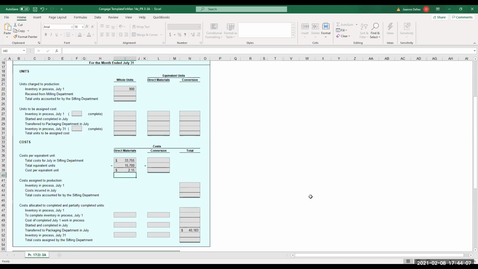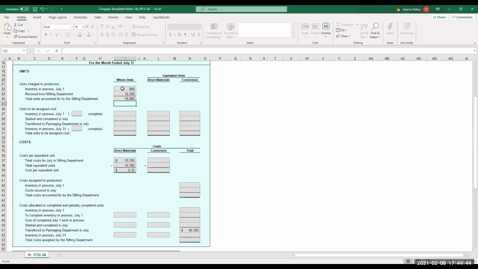Now this 15,700 units, those were received from the milling department. So they're gonna go up here as well. And now it says total units. Basically, we have to just add these two together. Sometimes they give us a break. Okay, so we finished this here. Now they want to know units to be assigned a cost. Units to be assigned a cost. So we have beginning inventory.